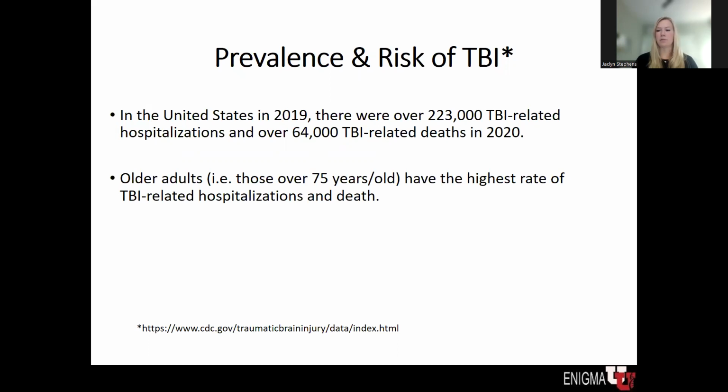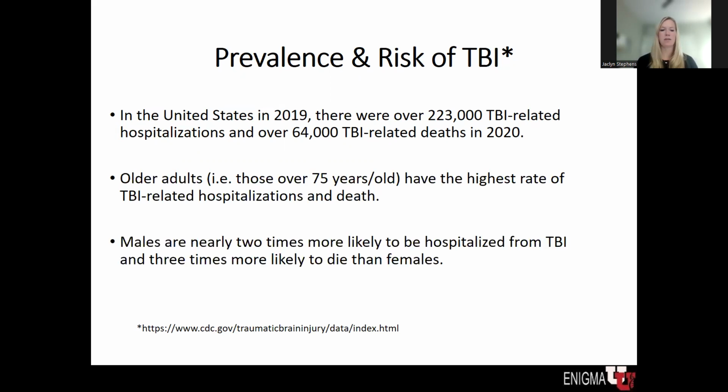Older adults, people who are over 75 years old, tend to have the highest rate of TBI-related hospitalizations and death. And males are nearly 2 times more likely to be hospitalized from TBI and about 3 times more likely to die than females. This is thought to be related to testosterone hormones and engagement in risky activities; individuals who produce high levels of testosterone, males, tend to engage in more risky activities.